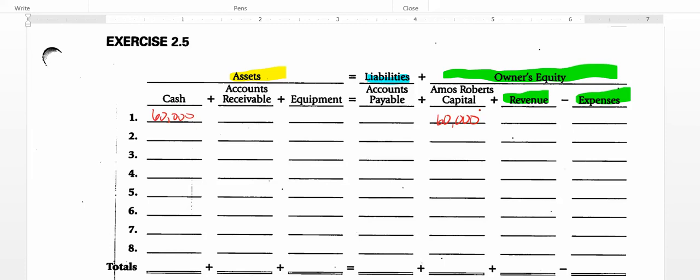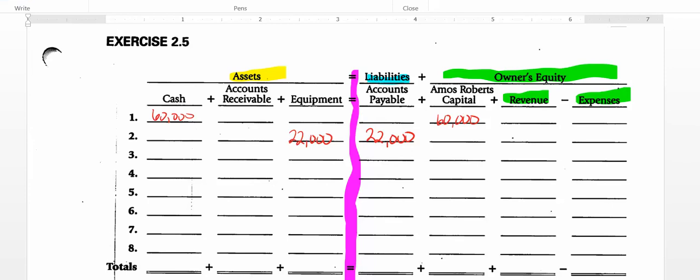Okay, transaction number 2 is purchased equipment for $22,000 on credit. So we have the equipment, and we owe for the equipment. So let's go to line 2 under equipment, $22,000, and we will be owing for that. Also to point out here is breaking up the 2 sides of the equation: assets on the left, liabilities and owner's equity on the right.